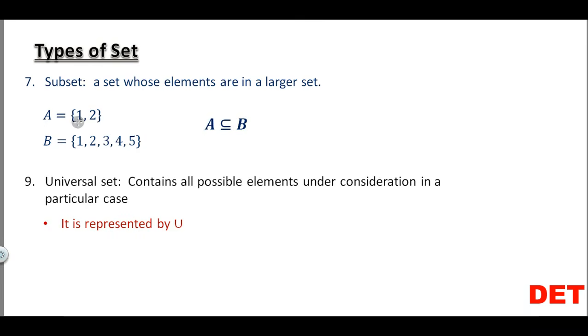For instance, set A is equal to {1, 2}, and set B is equal to {1, 2, 3, 4, 5, 6}. We can therefore say that set A is a subset of B. What that means is that the elements in A are also in B. Or the elements that are in A are also found in B. So again, the subset is a set whose elements are in a larger set. So set A is in a larger set. The elements in A are in this set B.